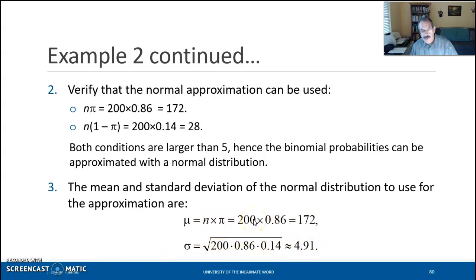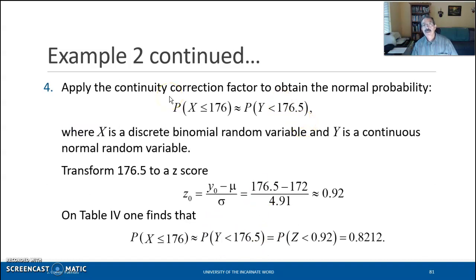All right. Now, once we have that, we need to figure out how to add the continuity correction to find the correct probability statement in terms of the normal random variable. The binomial probability is that the variable is 176 or less. Because it's a probability to the left, we add the continuity correction factor to that number. So the approximate normal probability will be that the normal random variable is less than 176.5. Then we calculate the z-score for 176.5 using the mean and the standard deviation that we calculated in step 3, and that gives you a z-value of 0.92.